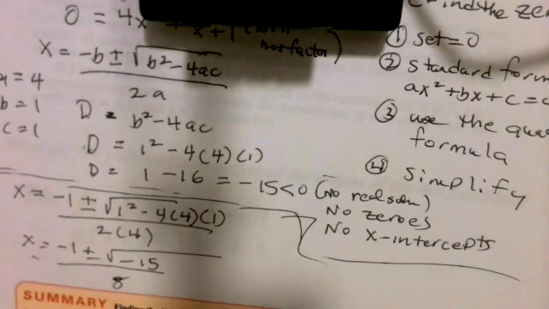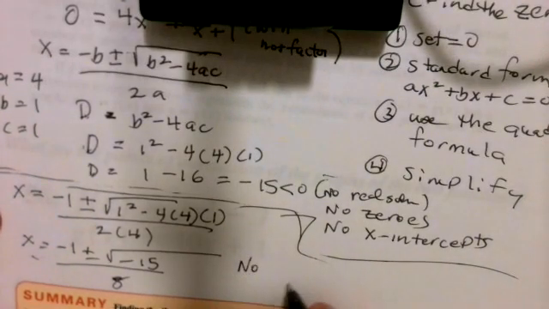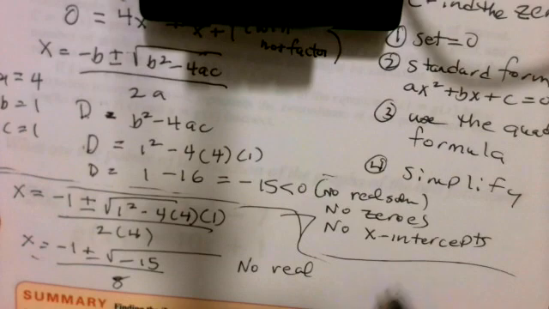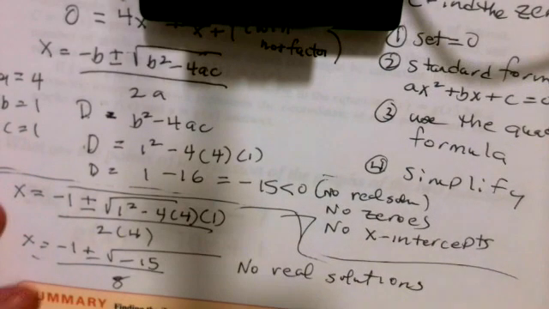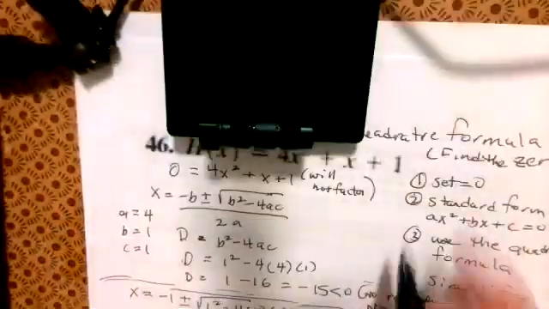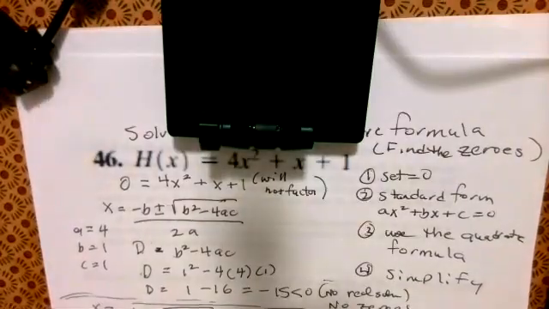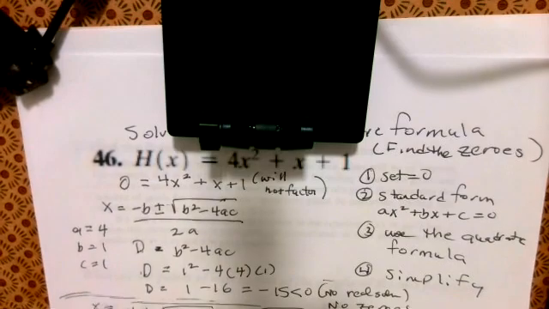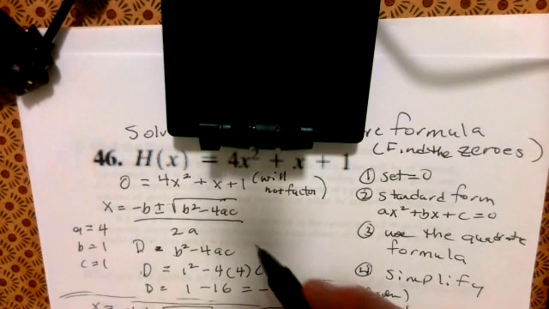No real solutions. No real zeros and no real x-intercept. Now, if I look at this, what did I start out with? 4x squared plus x plus 1. I don't know exactly what it's going to look like, but it is not going to cross the x-axis. I know that. That's really the only thing I know.